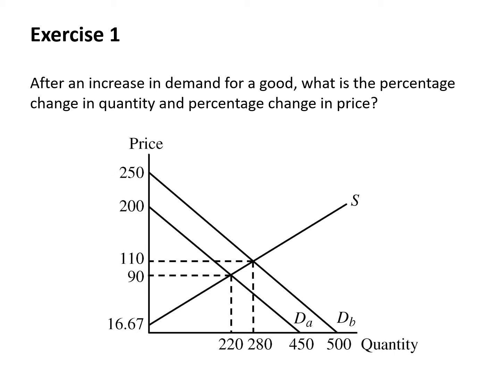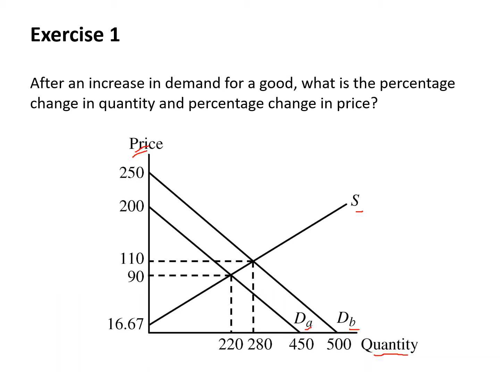Now, first of all, when we look at this graph, in the vertical axis we have the price, and in the horizontal axis we have the quantity. As we can see, there's the supply curve, and we have D1, which is the demand at the beginning, and after the shift, we have the demand D2 over here. Now, at the beginning, at the first market equilibrium, where it's the intersection between them, you can see that the price was 90 and the quantity was 220.